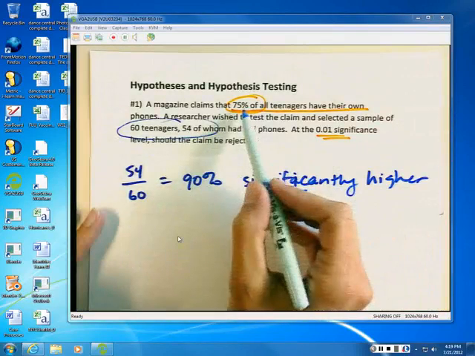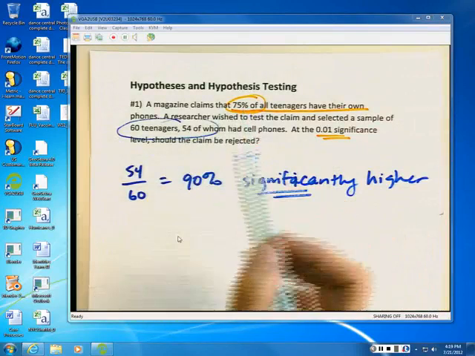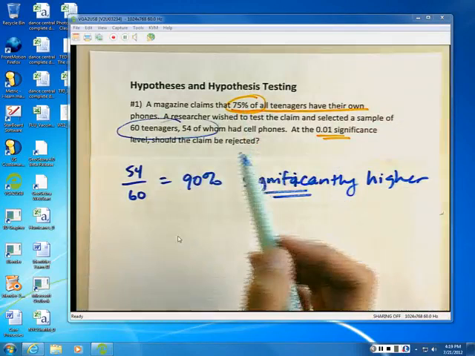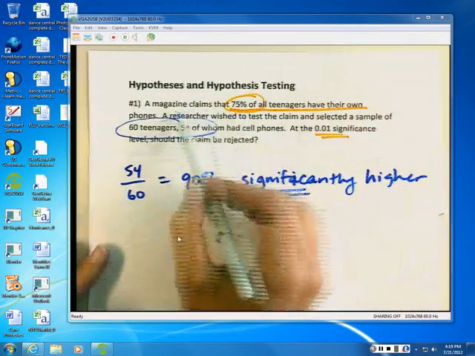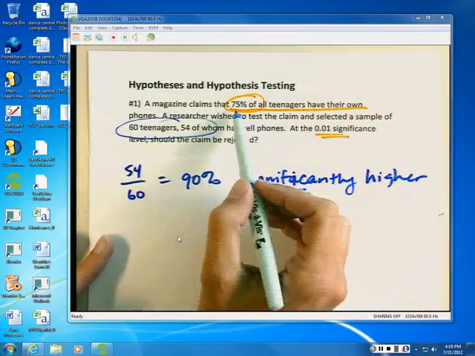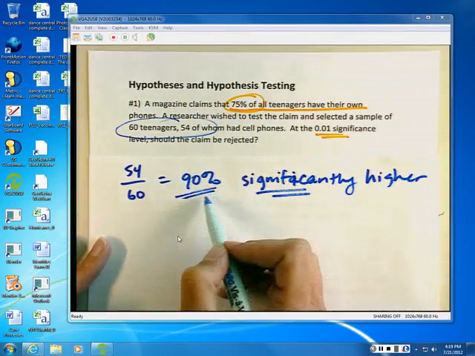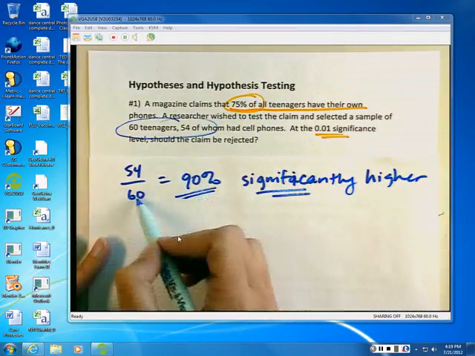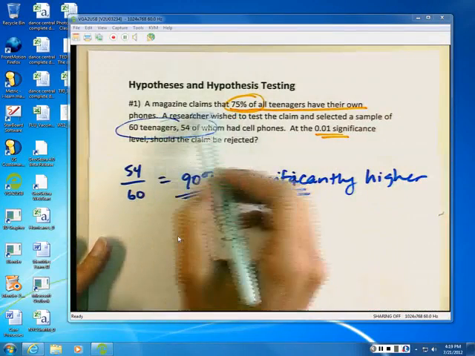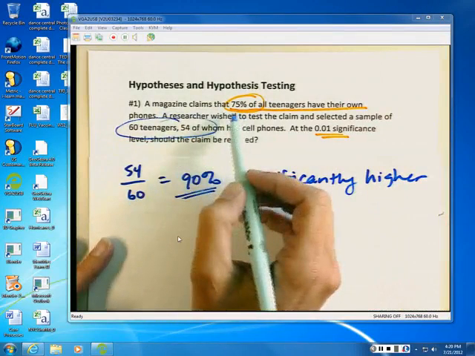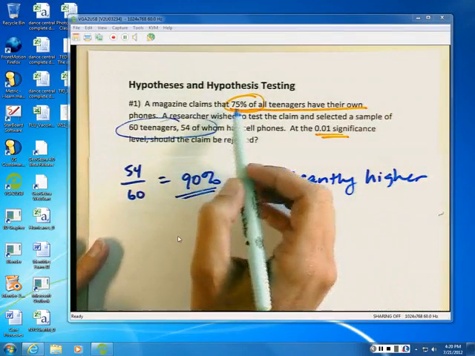I don't expect, although I guess it's possible, to go out and do my survey and get exactly 75%. There's always going to be an element of chance, right? I'm not going to get exactly 75%, even if this magazine claim is accurate. I expect to get something different. The test is to see if my 90% is significantly different. I only interviewed 60 people. I'll bet this magazine and their research interviewed a lot more than 60 people. So we're going to incorporate that into the claim.